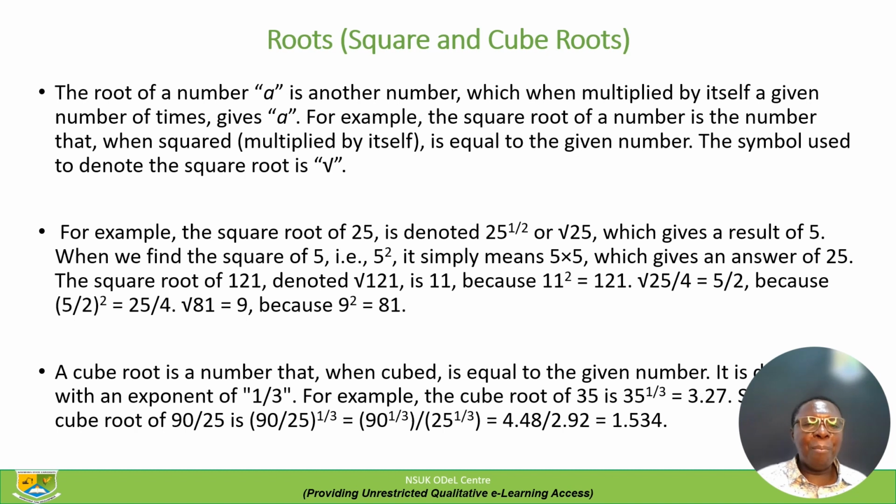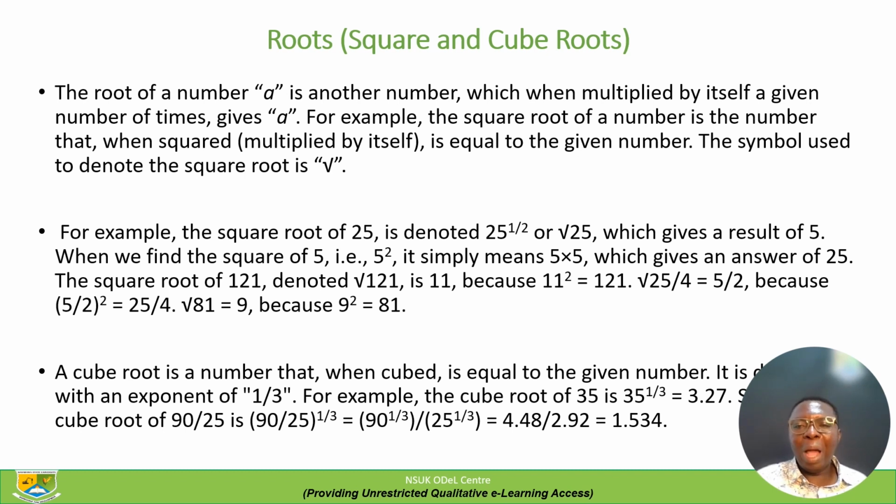For example, the square root of 25 is denoted by 25 to the power of 1 over 2, which gives a result of 5. When we find 5 to the power of 2, it simply means 5 times 5, which gives an answer of 25. So the square root of 121 is 11, because 11 squared is equal to 121.